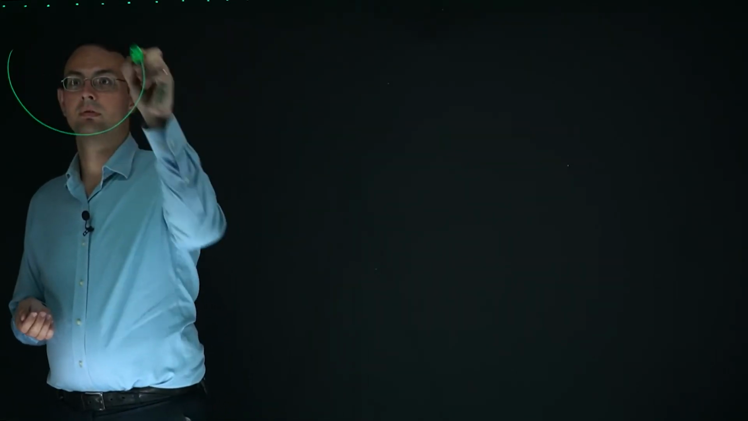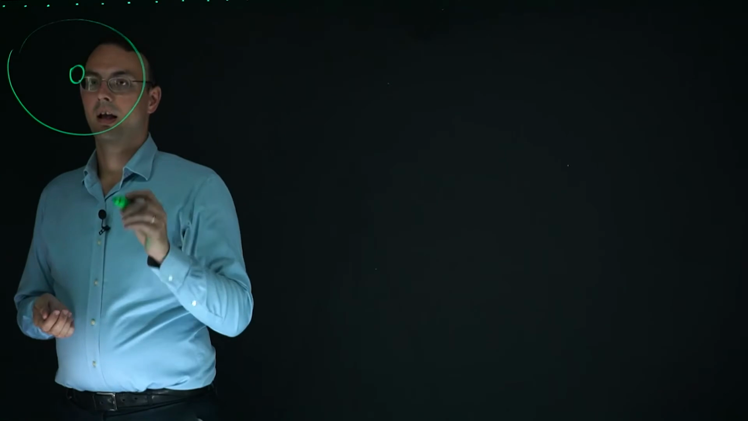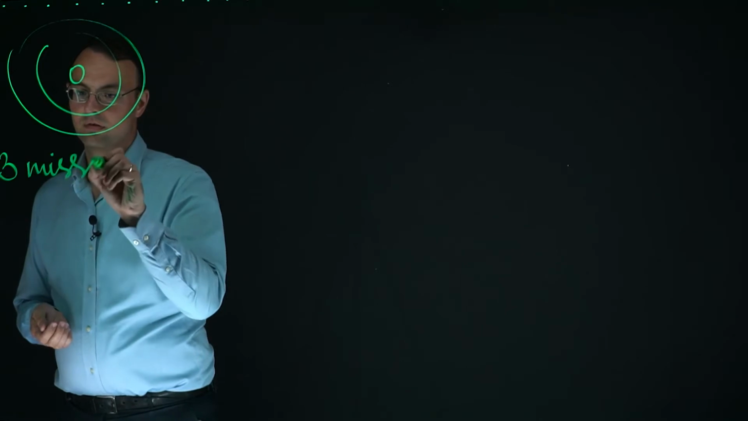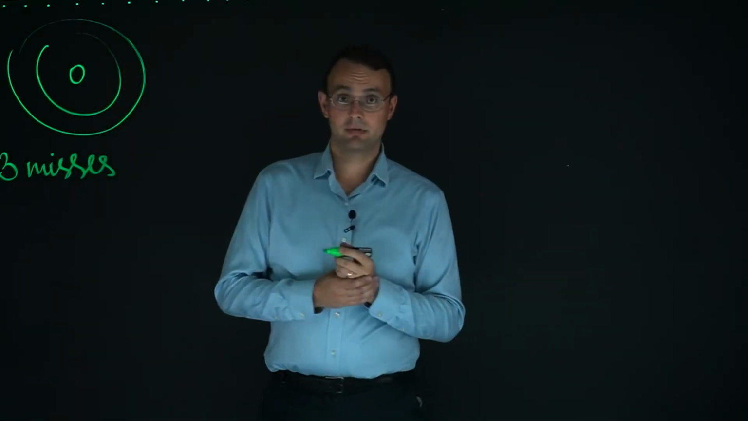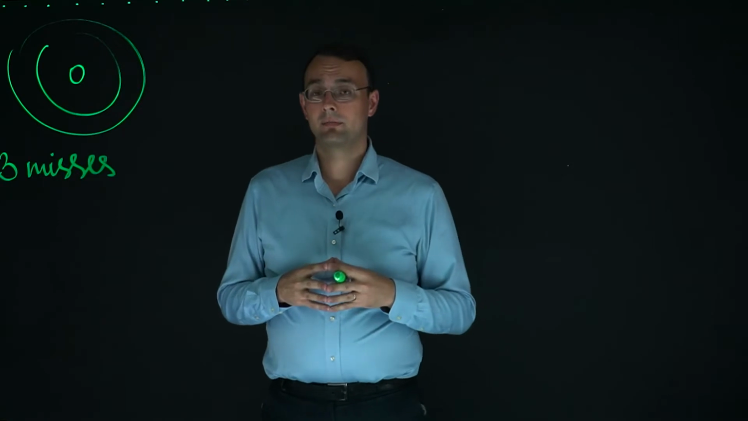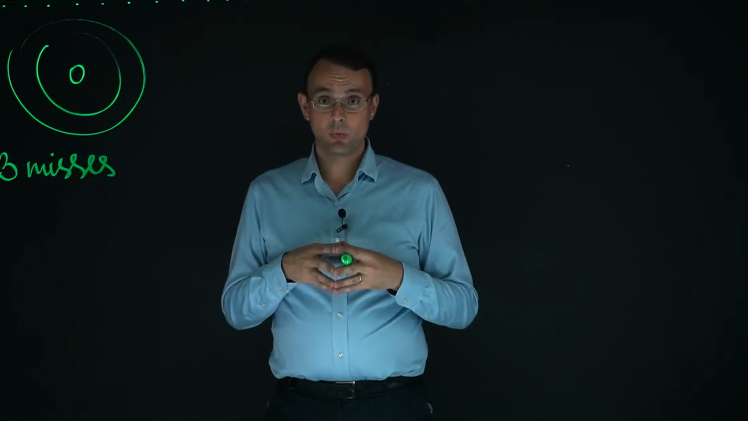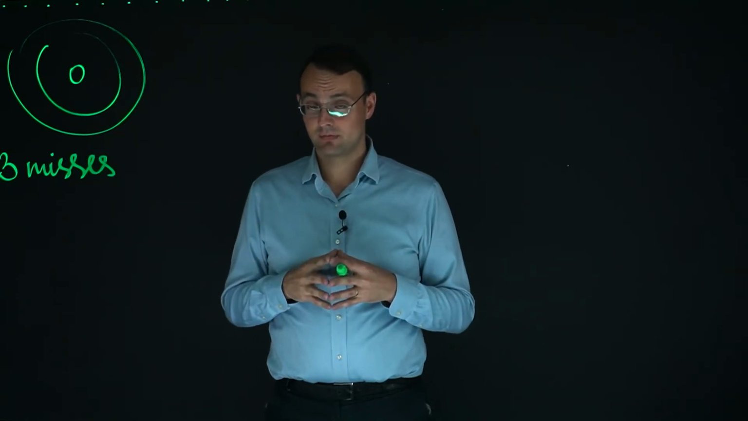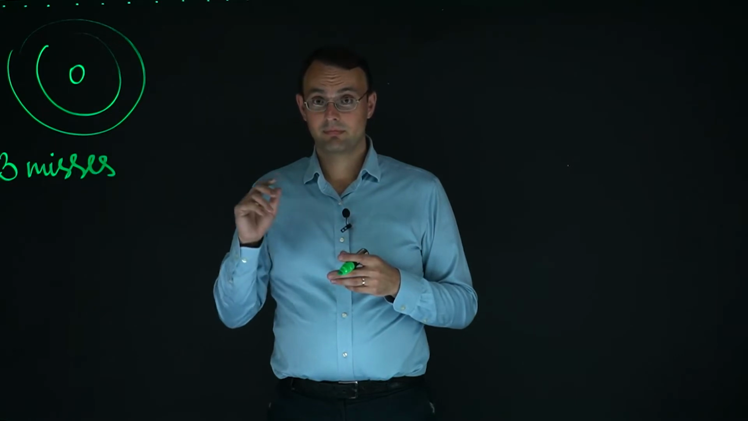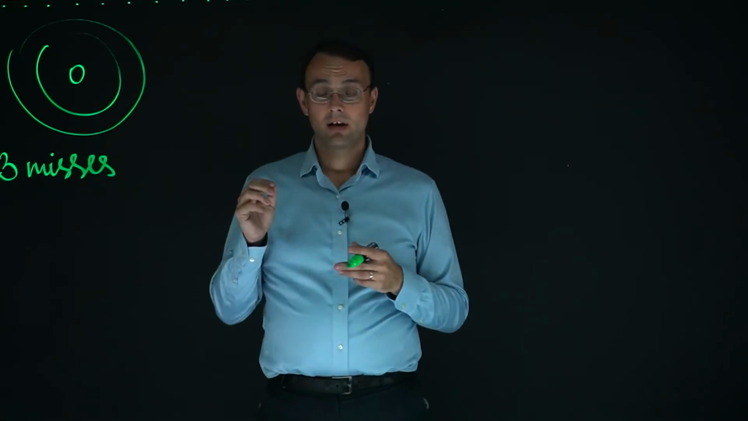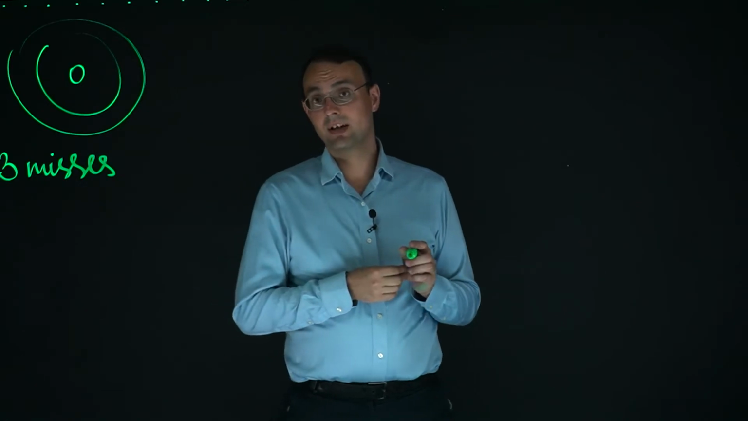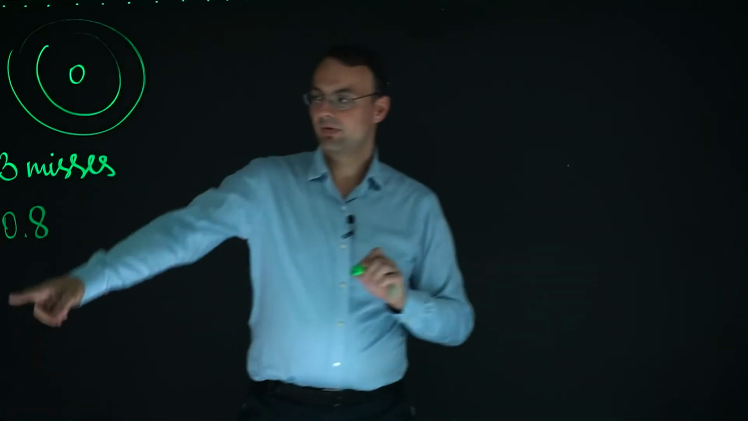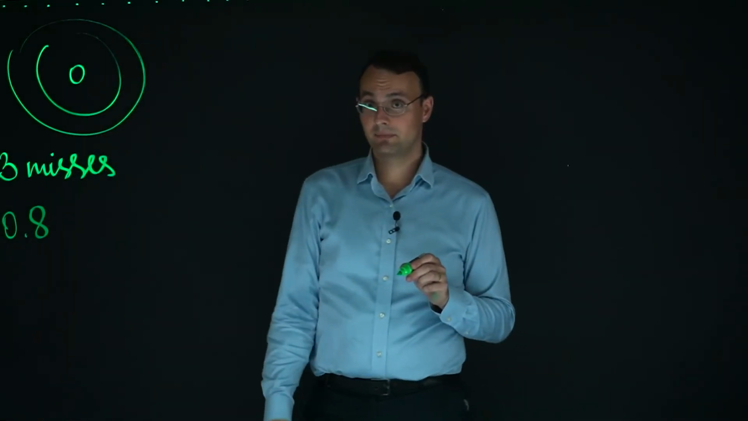So he's shooting, and 3 misses are acceptable. And the question is, what is the probability that he will make exactly 7 shots? If the probability of hitting a target for each single shot is equal to, let us say, 0.8. So this is the probability to hit a target every time he's shooting.